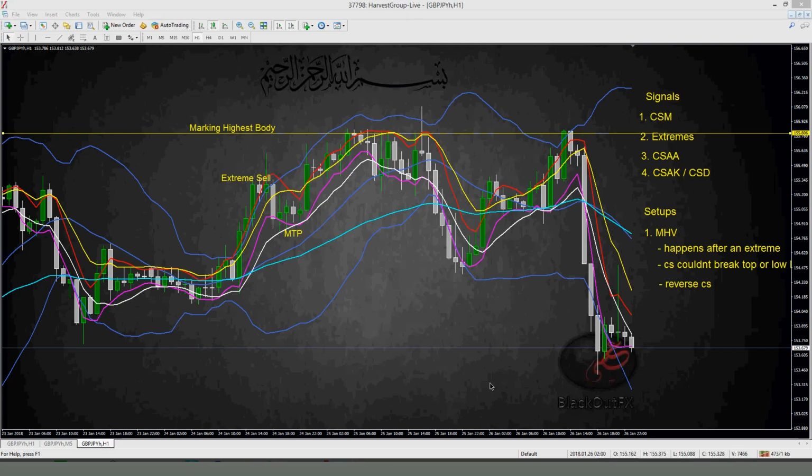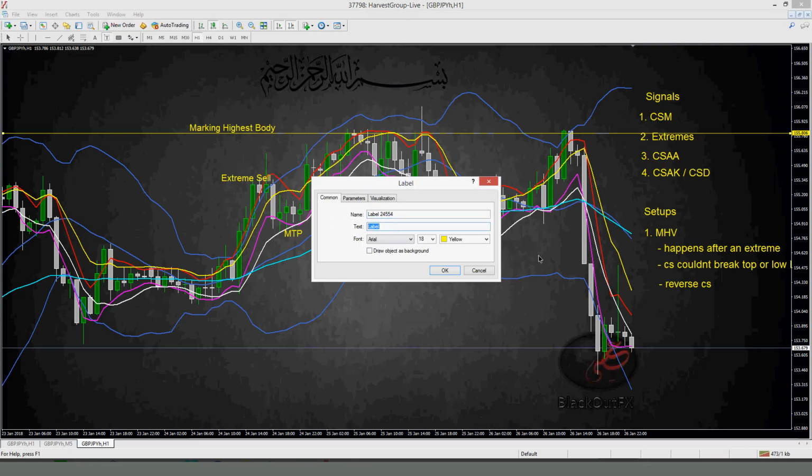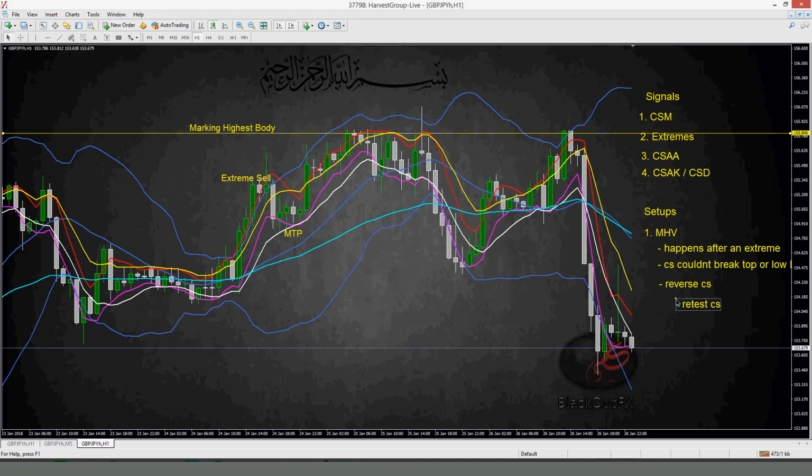Okay, we need to mark the highest body so we know at what point the retest will come by. Otherwise, we wouldn't be able to see where the retest is. Obviously over here, the characteristic of MHB is the retest, where we entry our sell or buy. So that's the MHB setup.